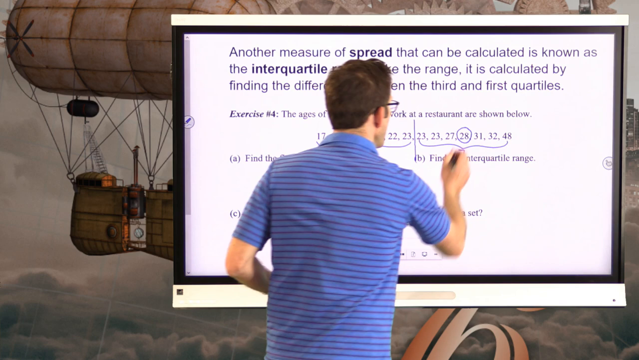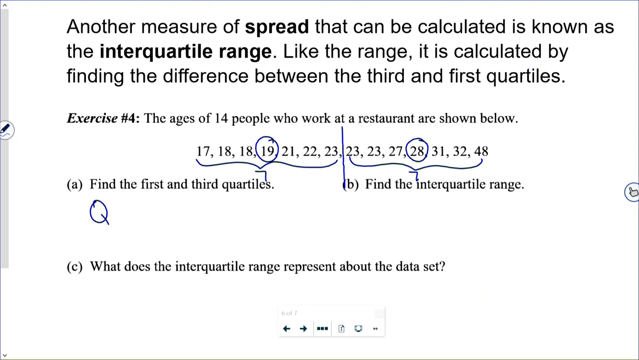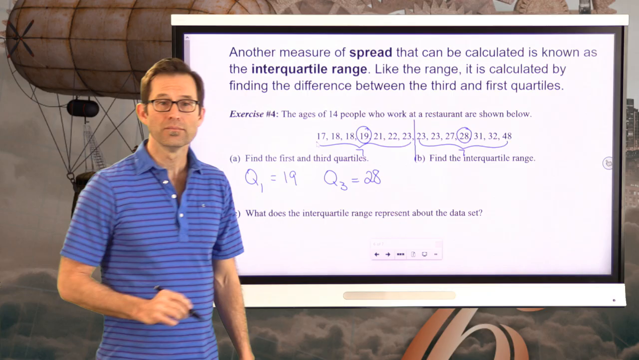So we can write those down. Our first quartile value is going to be 19, and our third quartile value is going to be 28. All right, as simple as that.